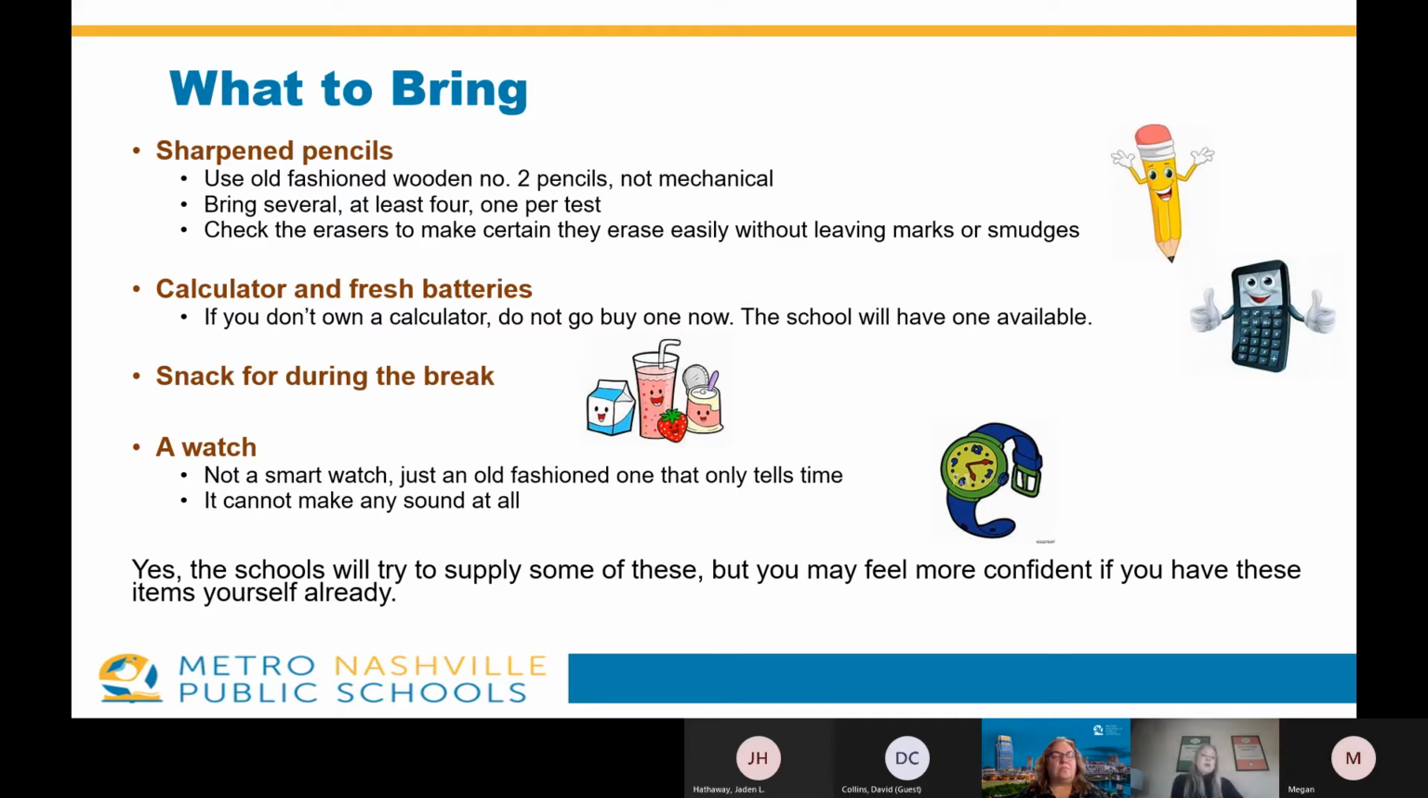Again, most schools will provide a snack, but if you're like me, I like particular things. Like I like to have my peanut butter pretzels. So bring something that you like that'll be your little treat in your break. And a watch, not an Apple Watch, not a smart watch, just an old-fashioned one that only tells time. Also, it can't make any sound.